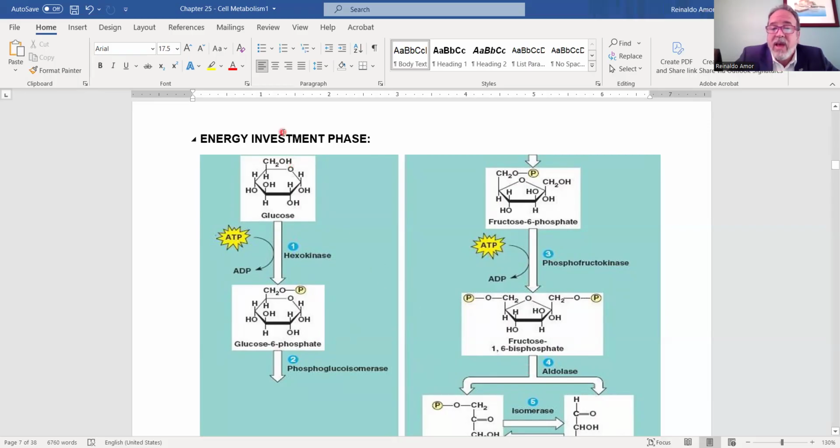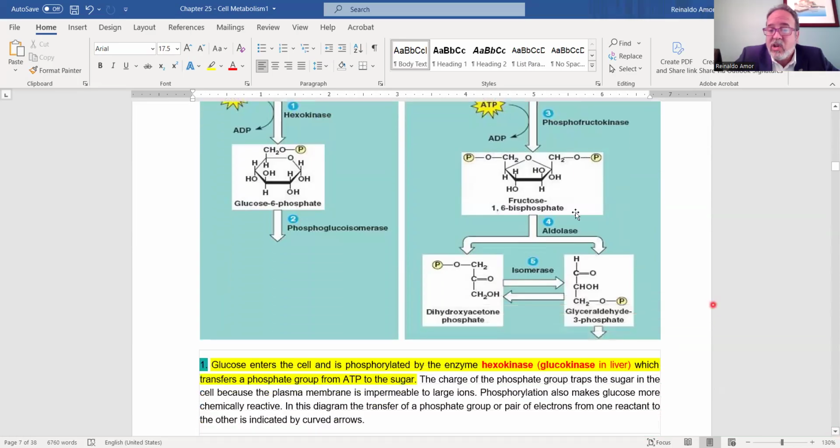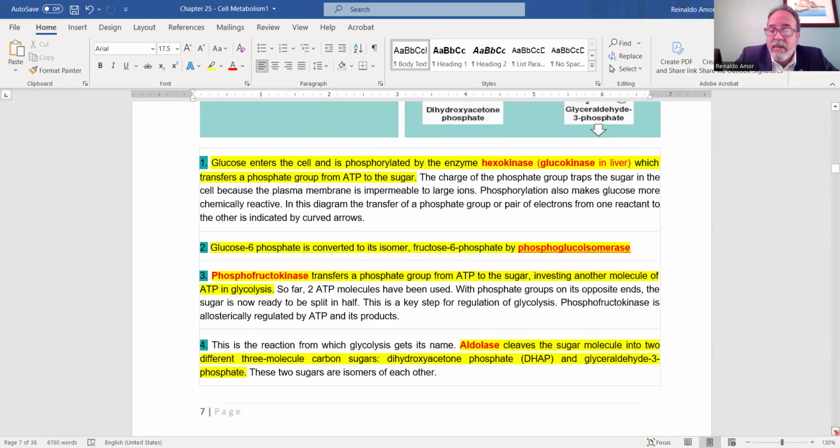But what we need to know is that in the beginning, we have an energy investment phase where 2 ATPs are invested. Then we get to a step in glycolysis where the molecule is split into 2: dihydroxyacetone phosphate, or DHAP, and glyceraldehyde 3-phosphate. We want to convert DHAP to glyceraldehyde 3-phosphate, so we're going to have 2 molecules of glyceraldehyde 3-phosphate. We want this to move forward. If we go the other way, we might be building something else. All right, let's keep going.